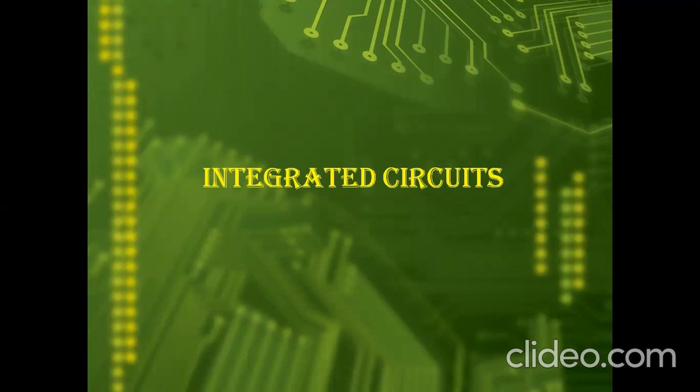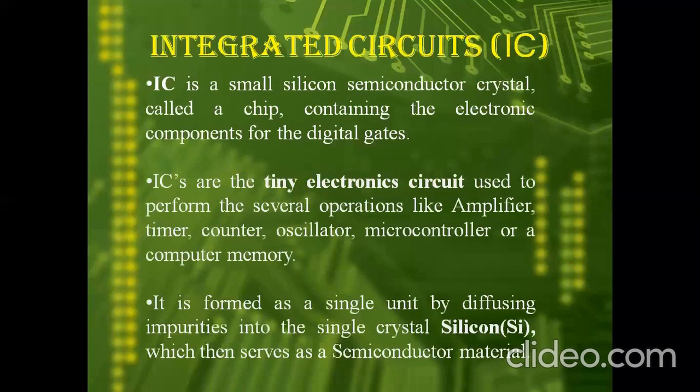And in the third generation, we have ICs. The usage of transistors increased. More transistors have been used. An integrated circuit is a small silicon semiconductor crystal called a chip, containing the electronic components for the digital gates.